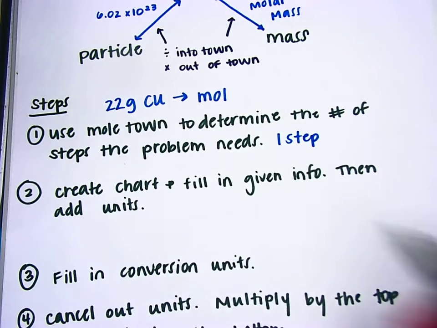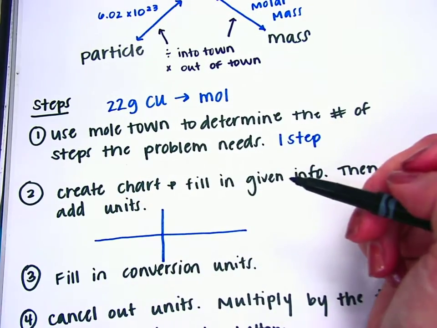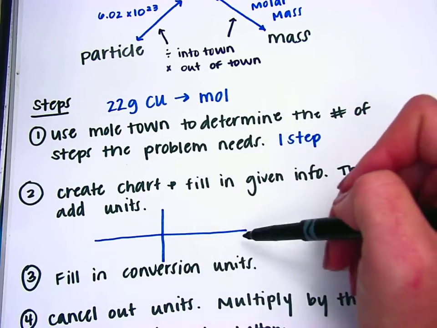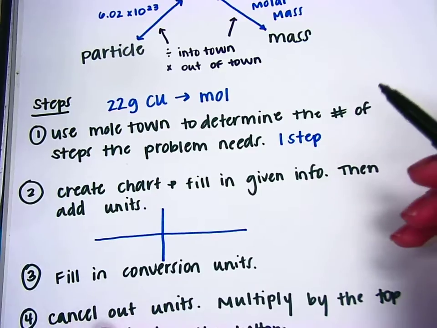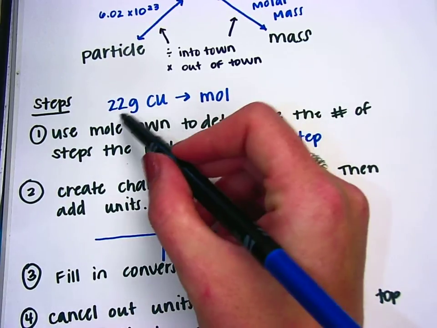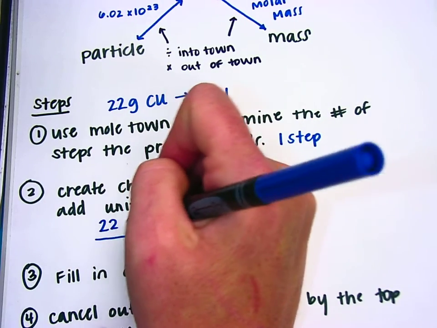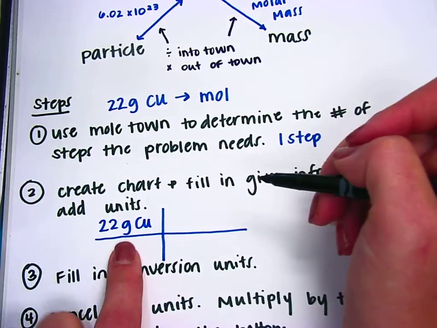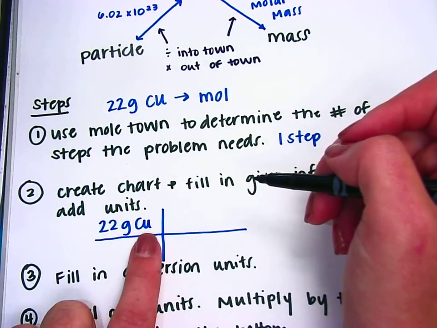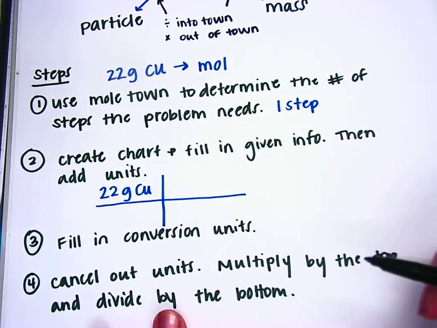Step number 2 is to create a chart. When I create my chart, my given information goes on the left, and then my number of steps will go on the right. So this is one step. If I needed to, it would continue. And I'll fill in my units and my given information. My given information is the part with the number, so 22 grams of copper. We'll go right here. You'll notice that I keep the units and the substance. We'll talk about substances later, but I keep the units especially for right now.